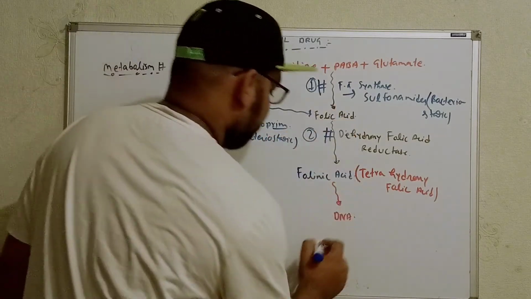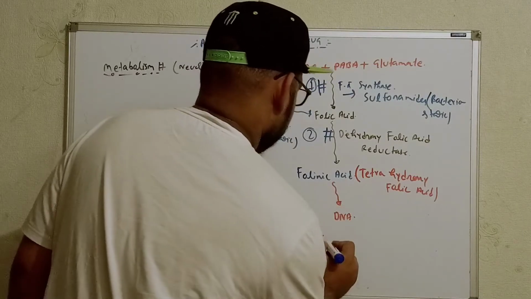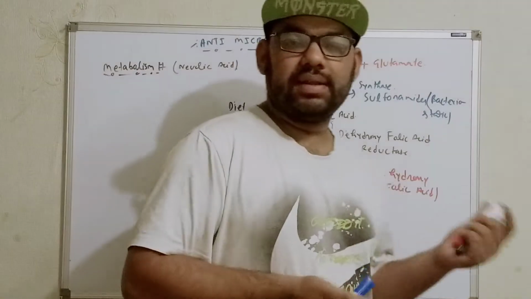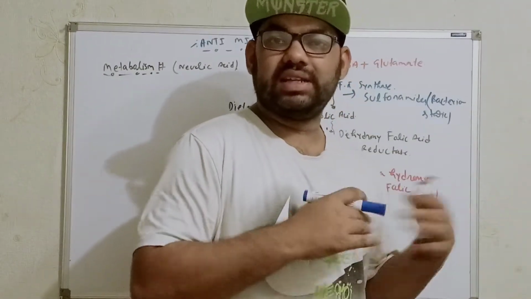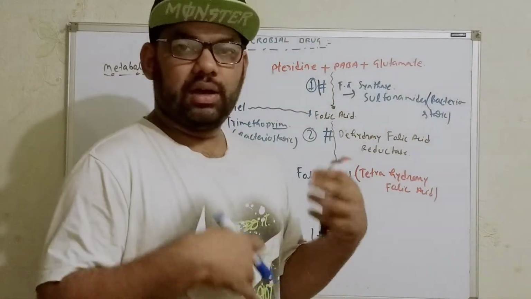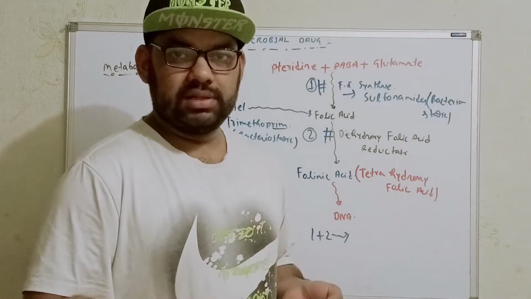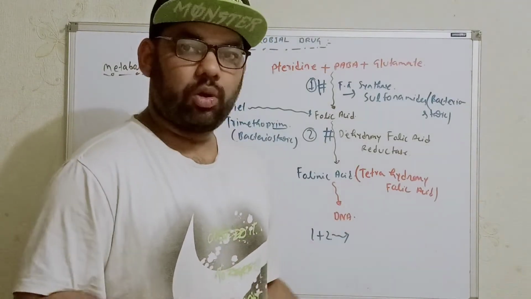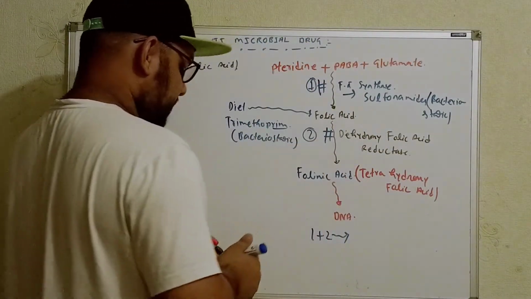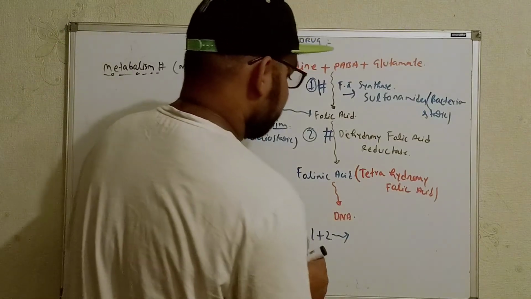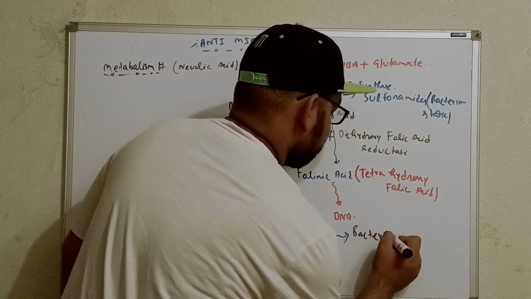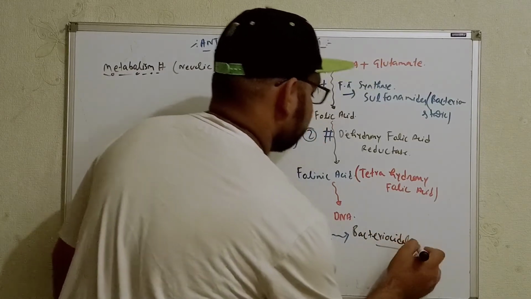Now, if we use both of these drugs, 1 plus 2, then it will be bactericidal. Bacteriostatic means they will inhibit the growth of the bacteria. Bactericidal means they will kill the bacteria, in a nutshell. So if we use the combination of 1 plus 2 in these cases, this drug will be bactericidal.